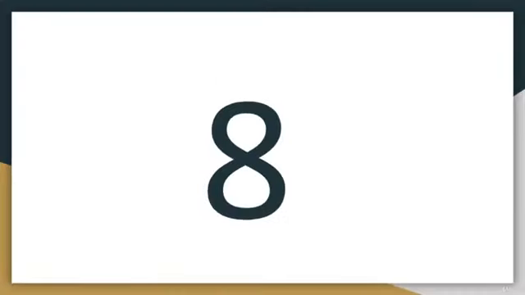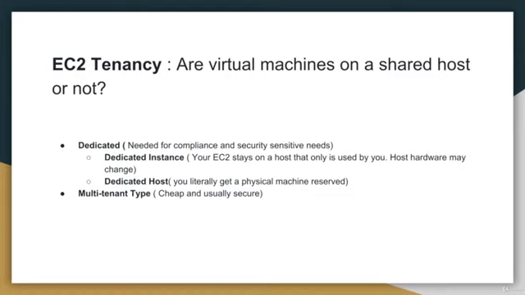Let's look at fact number 8. You have to know about the EC2 Tenancy Model. The EC2 Tenancy Model tells you whether the virtual machines that you launch are on a shared host or if they are not shared with anyone. So in the cloud, when you launch an EC2 instance, many other users are also probably sharing the same host machine as your EC2 instance is, right? So with dedicated instances, only your virtual machines can be in a physical machine, a host machine, but you end up paying more for this option.